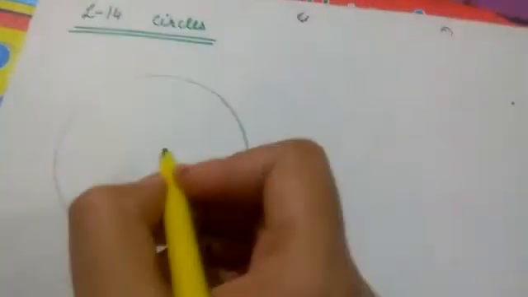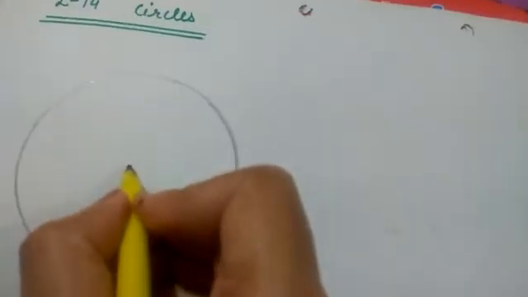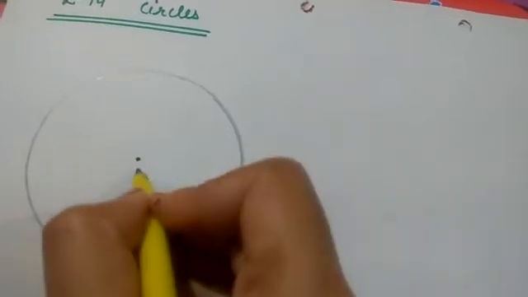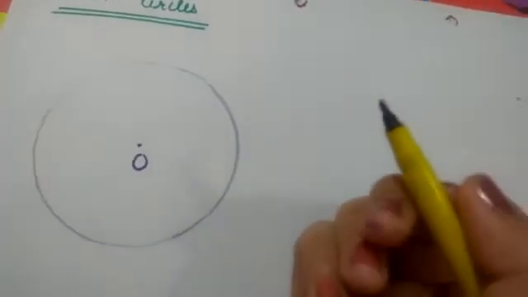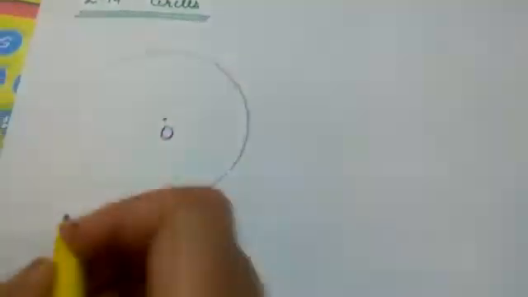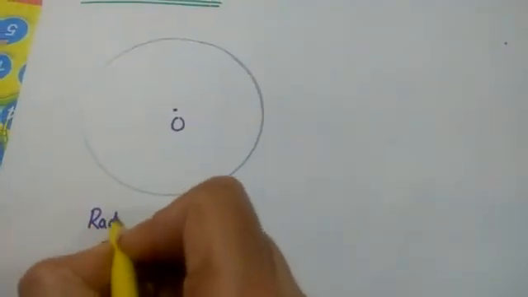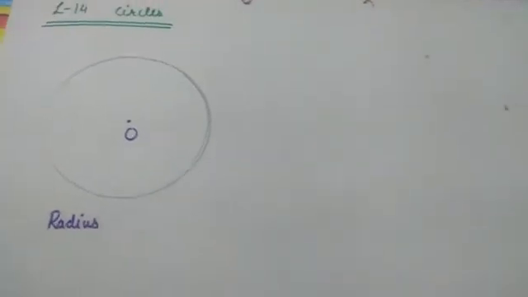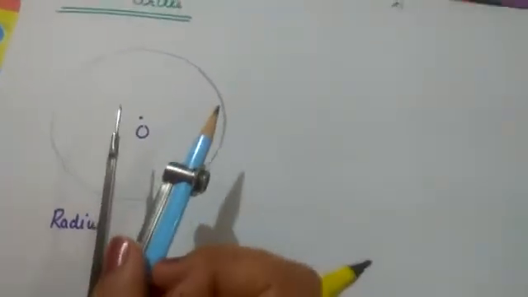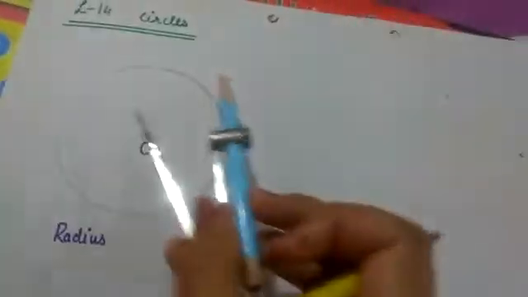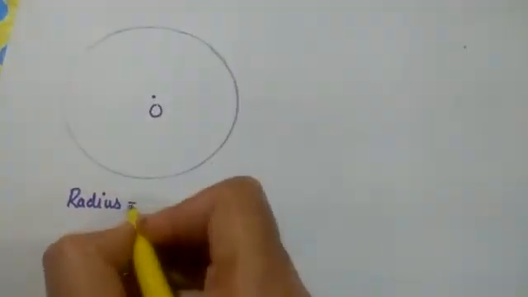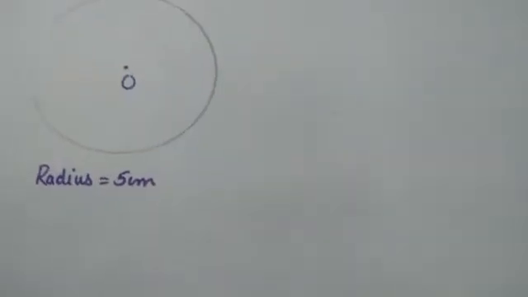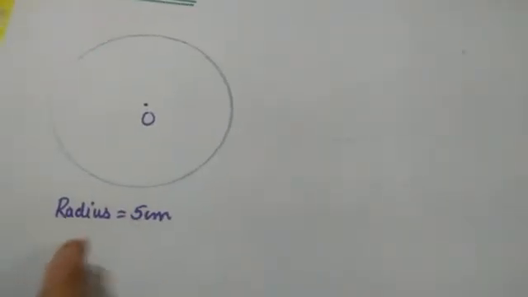Now see, there are some concepts of the circle. Where I placed the pointer of the compass is known as the center of the circle. Let us suppose that is a point O, the center of the circle. Next we have to discuss what the radius of the circle is. This is the compass by which I drew the circle. Let us suppose I have opened the compass equal to 5 centimeters. That means the radius is also 5 centimeters. If I opened the compass equal to 5 centimeters, then the radius is equal to 5 centimeters.